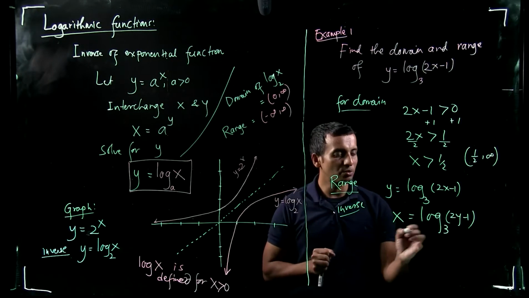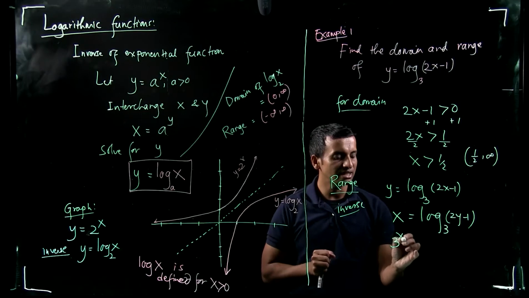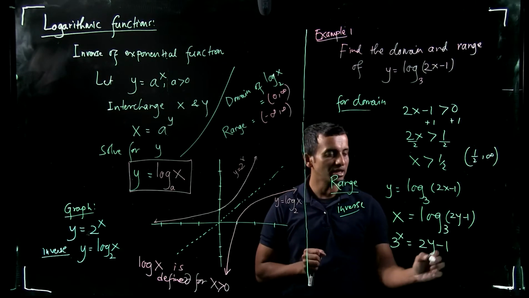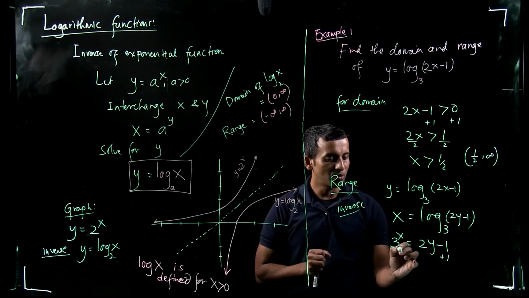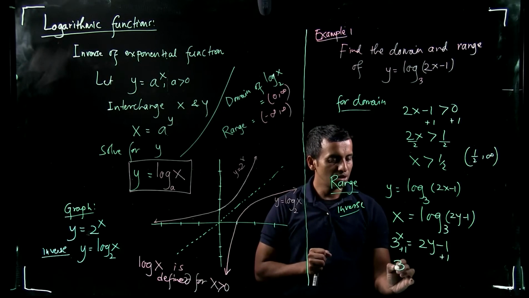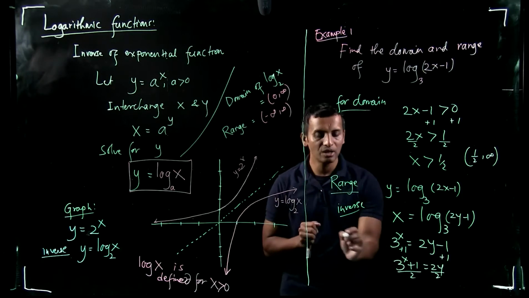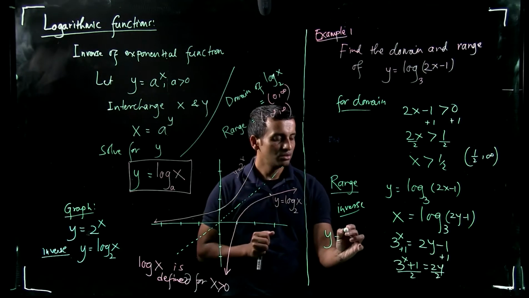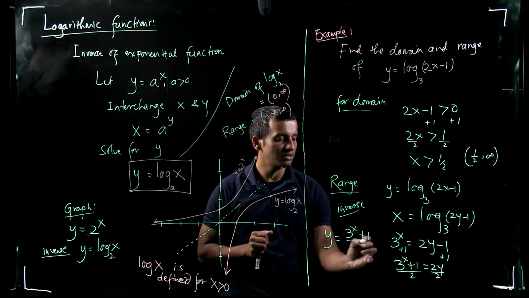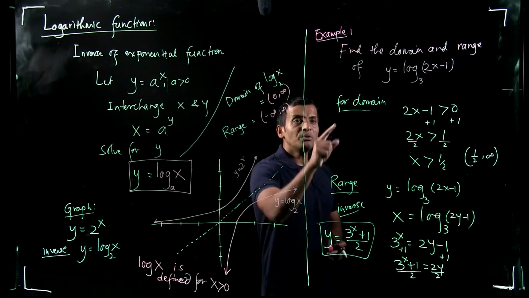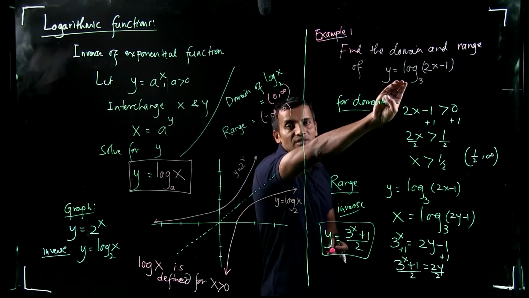So to get rid of the log, 3 to the x equals 2y minus 1, and then you want to solve for y. Add 1, you get 3 to the x plus 1 equals 2y. Divide by 2. You get y equals 3 to the x plus 1 divided by 2. That is the inverse.